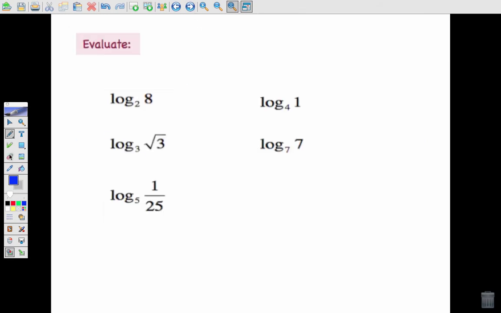All right, so based on the definition, log base 2 of 8 means, okay, I can rewrite this in exponential form, 2 to the what power equals 8. 2 to the x equals 8. Well, we know that 2 to the third power is 8, so that means that x would be 3. So that means that log base 2 of 8 is equal to 3.